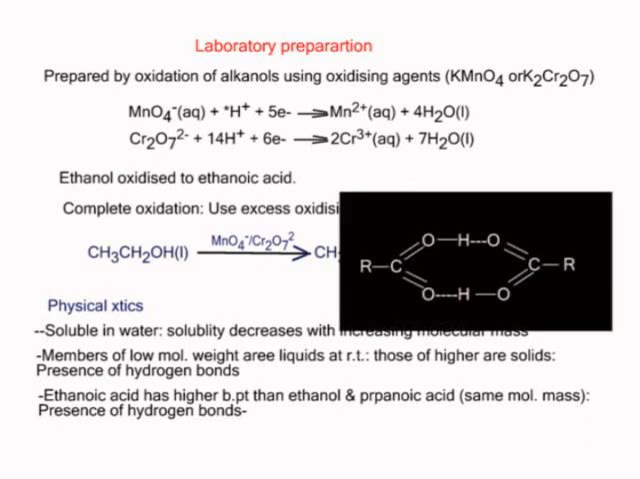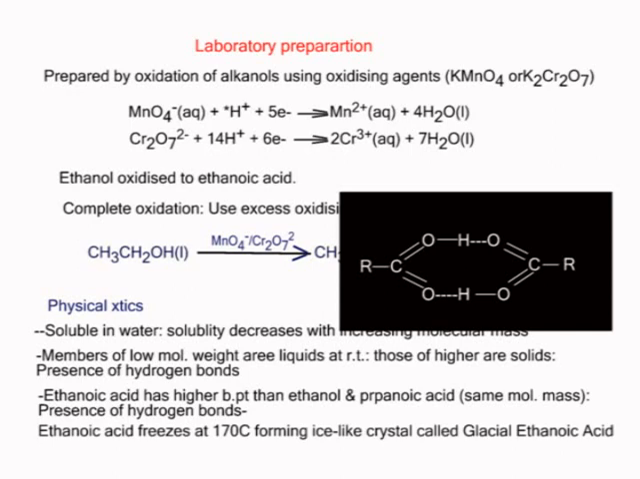Now, the more the number of hydrogen bonds, the higher the melting point because of the structure. However, ethanoic acid freezes at 17 degrees Celsius, forming ice-like crystals. Now, a pure form of the acid is called glacial ethanoic acid.